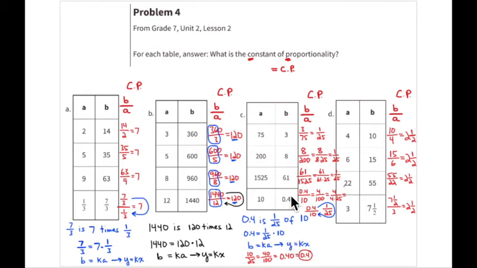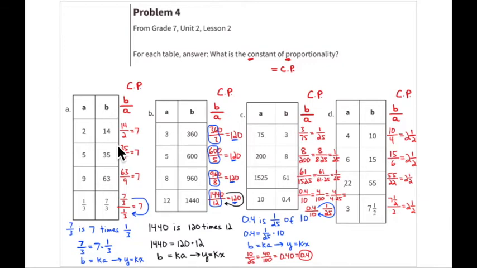This is problem number 4, and you are given 4 tables in which you are to find the constant of proportionality for each. And so to figure out that constant of proportionality, I usually take the right column and divide it by the left column, because if you do that, then you're answering the question, what do you have to multiply, in this case, A by to get to B? Well, that answer is B divided by A.